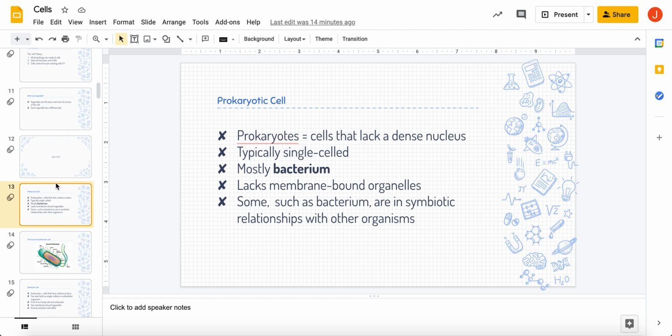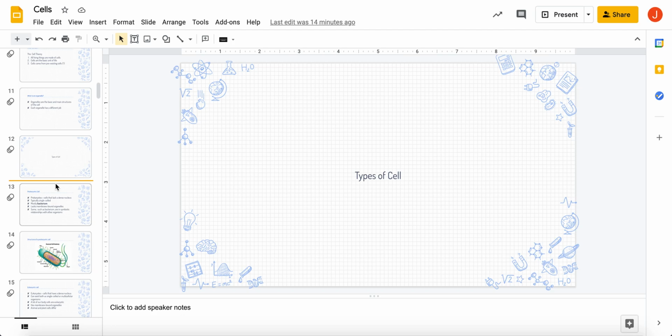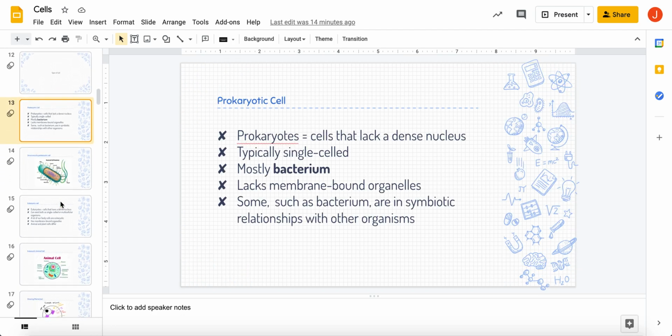Cells are the basic building blocks of life. Cells make up organisms from huge elephants to tiny ants. Without cells, nothing would be able to live. There are two big groups of cells, and the first is called the prokaryotic cell. Prokaryotic cells are mostly bacteria, and they lack something called a dense nucleus.